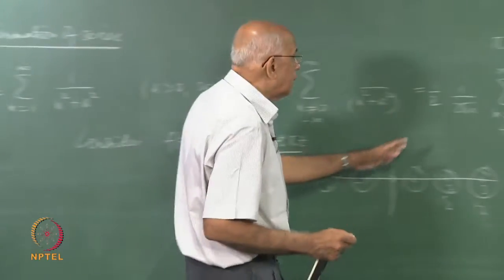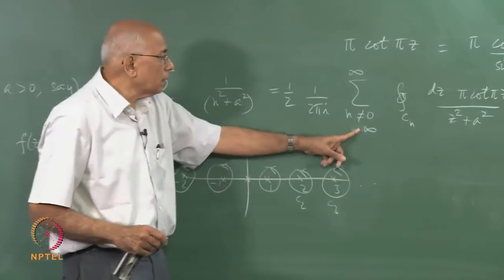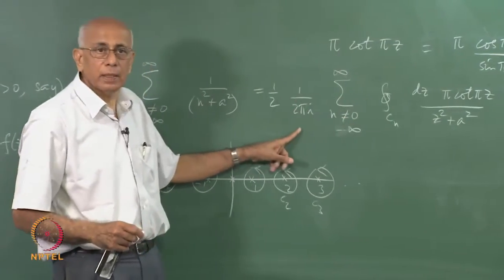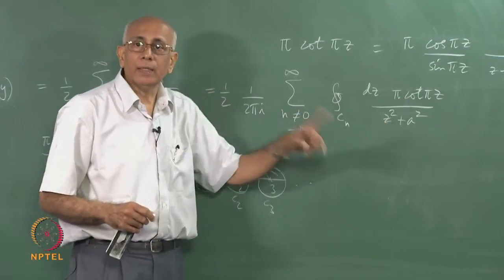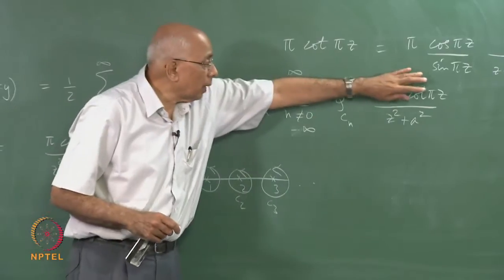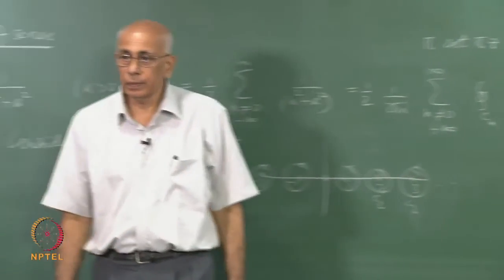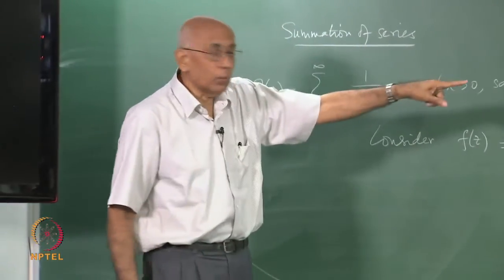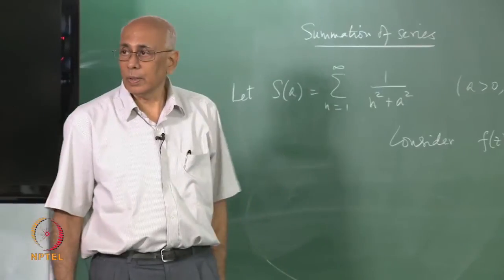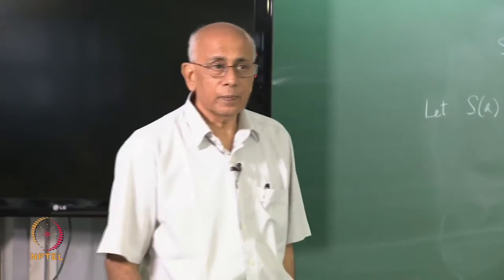You are guaranteed that that is equal to this, because each of these integrals is 2 pi I, that cancels this, times the residue of this function at z equal to n. The residue of this part is 1, and this thing here is just 1 over n squared plus a squared. So S of A is in fact equal to that contour integral, except that this contour contains many pieces now.